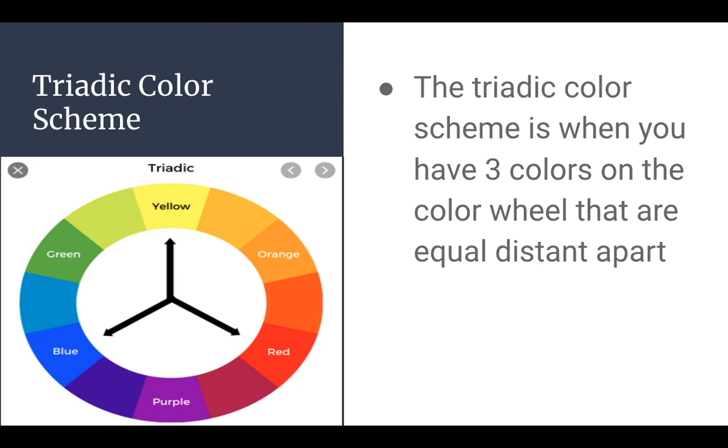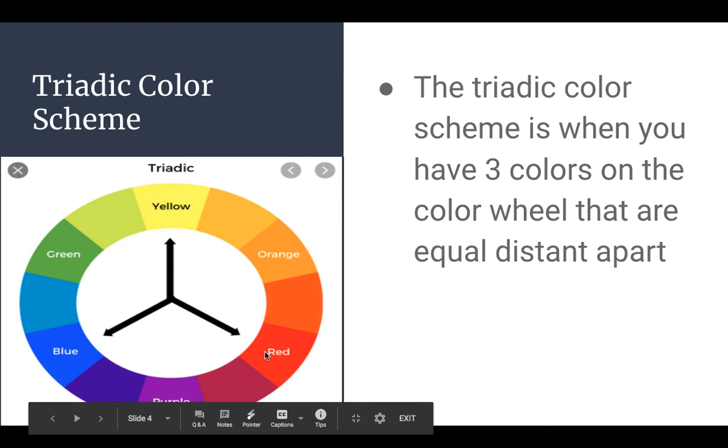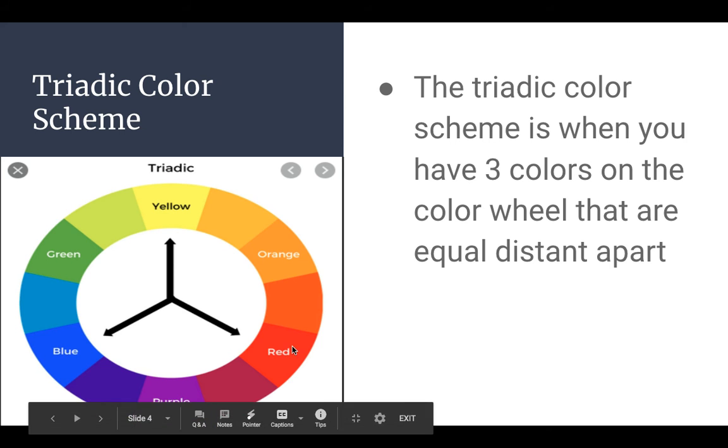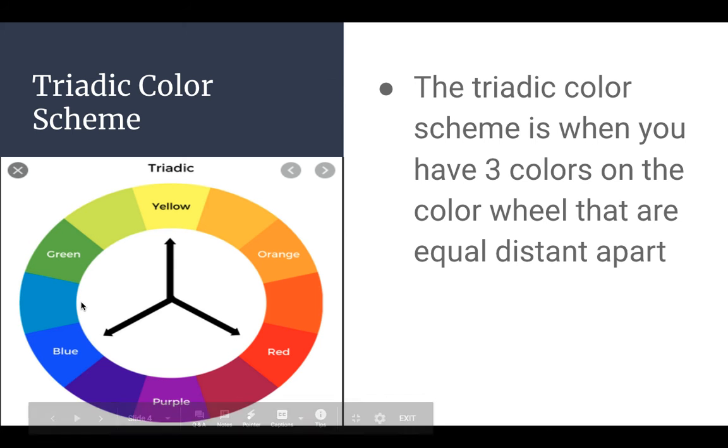So the triadic color scheme is three colors that are equidistant or equal distance from each other on the color wheel. An example: yellow, blue, and red. How do we know? Because if we look at red, we can see we have red orange, we have orange, and then we have yellow orange. So that's three colors between yellow and red. Now we look at yellow and blue. We have yellow green, green, blue green. Three colors in between.